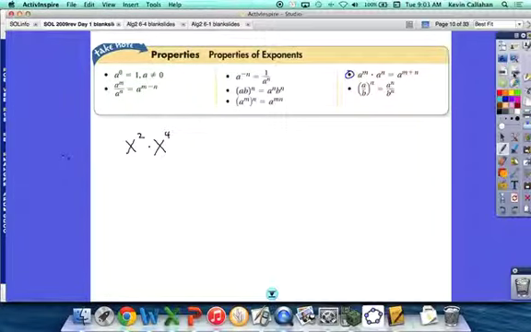The first is properties of exponents. There's always going to be one problem about properties of exponents. So remember, if you're multiplying x squared times x to the fourth, since the x's are the same base, what do you do with the exponents to simplify that? You add the exponents, right? So that is x to the 2 plus 4, which is x to the 6. And that is this property right there.